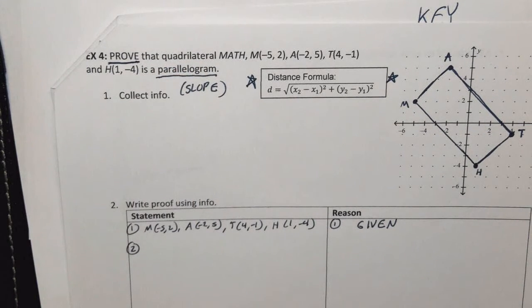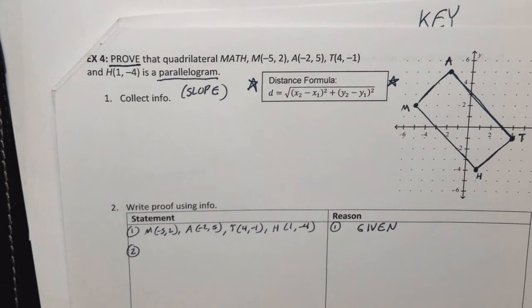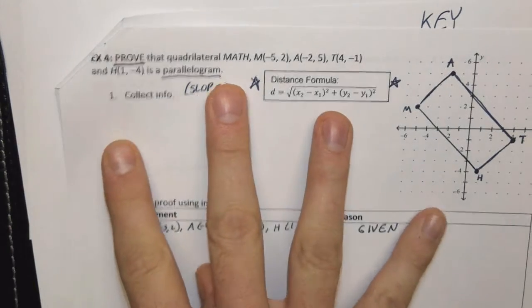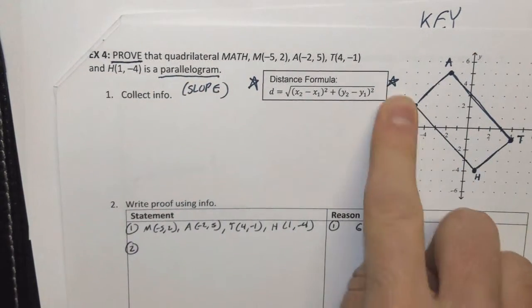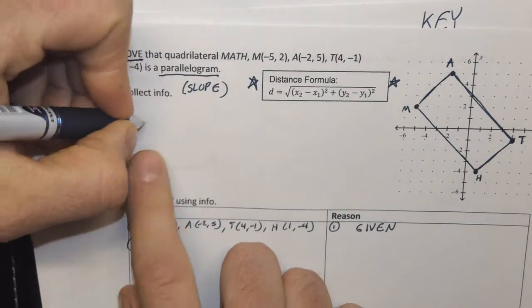For parallelograms, the main thing that defines a parallelogram is that it's going to have 2 sets of parallel lines. So let's calculate some slopes. We're going to need 4 slopes, 1 for each side, and fingers crossed, we should end up with 2 matching sets. So I'm going to calculate 4 different slopes right here.